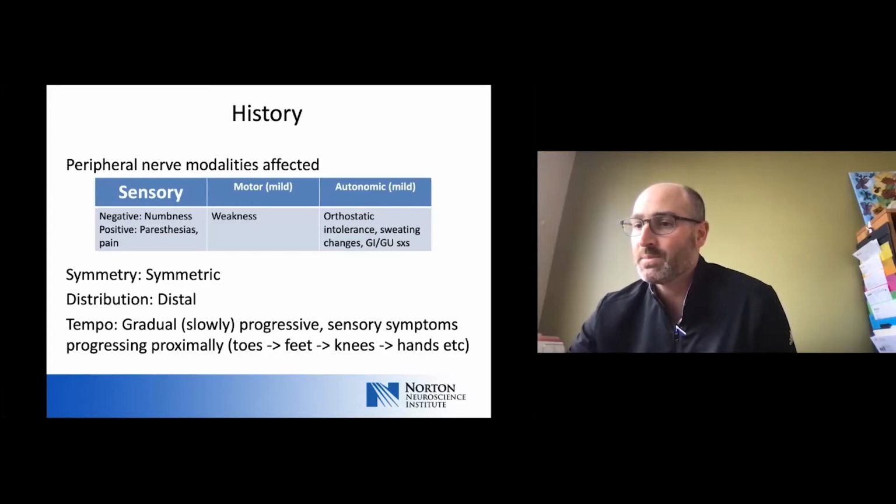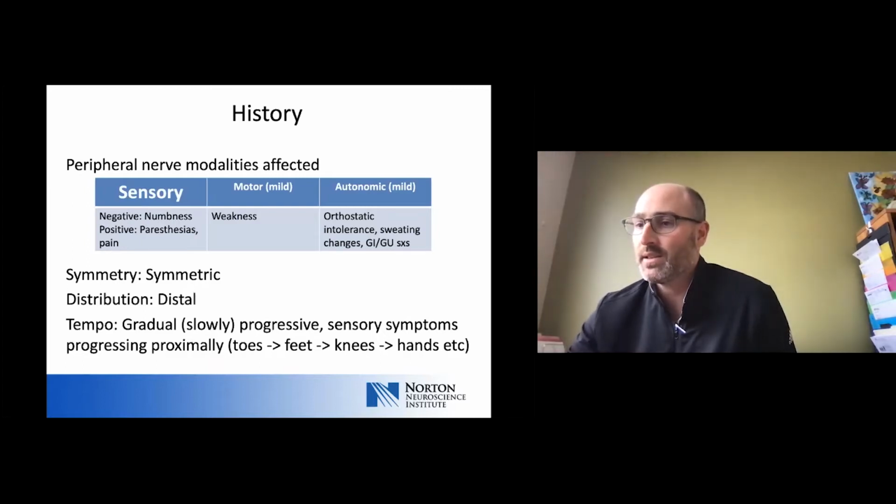And usually the domain that's most affected is going to be the sensory domain. So patients are generally going to endorse numbness, and we refer to this as a negative symptom, in addition to positive phenomena like paresthesias, which is tingling, or pain. Now, the pattern of these complaints should be distal, and they should be relatively symmetric. And the tempo of onset should generally be slow and gradually progressive.